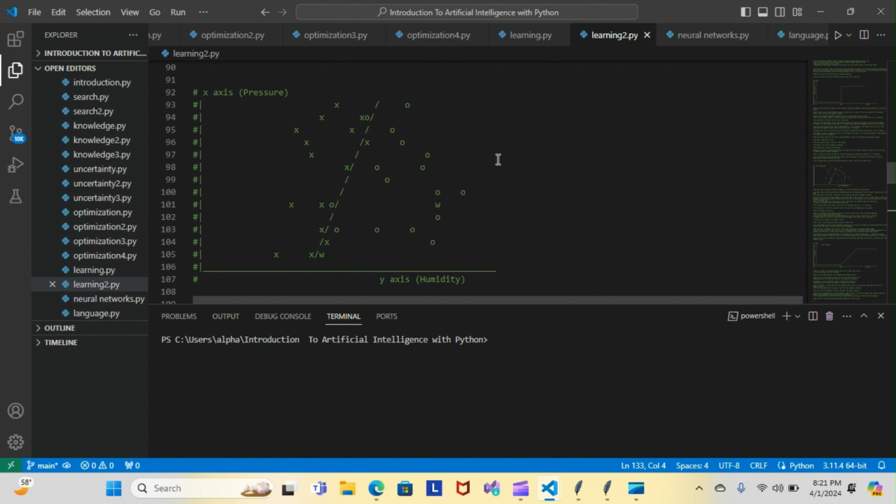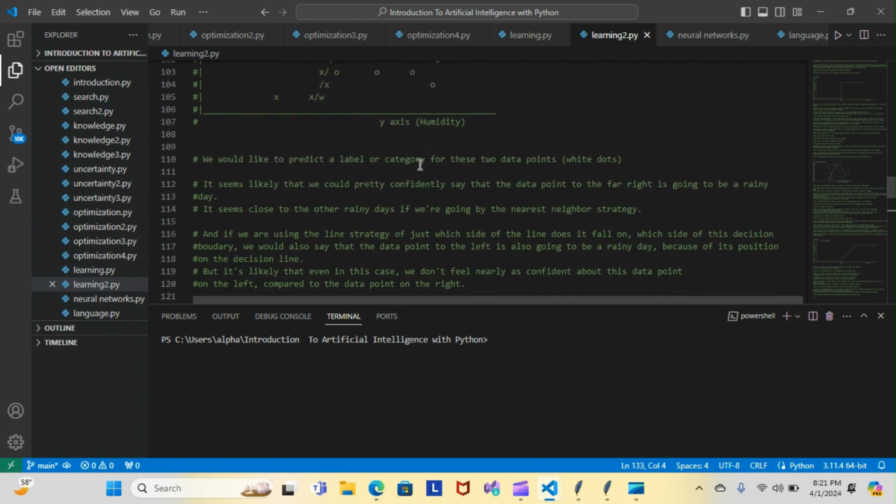So if you see, this is our original model. We have our line that separates our rainy days, represented by the O's, and our not rainy days, represented by X's. If you look here, you see you have a W here and a W here. Those are going to be the two data points that we're discussing. We would like to predict a label or category for these two data points, the white dots.